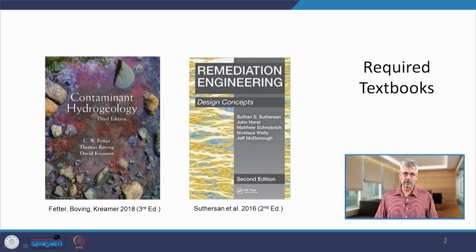The first one is Contaminant Hydrogeology by Fetter, Boving, and Creamer, 2018, third edition. It is a textbook that highlights contaminant fate and transport processes, how contaminants move, how their movement can be quantified using analytical or numerical models. And the second book is by Suto-san and colleagues, 2016. It's Remediation Engineering. It sheds light on various remediation technologies, in situ, ex situ. It also talks about conceptual site models, which is the topic of today's lecture.